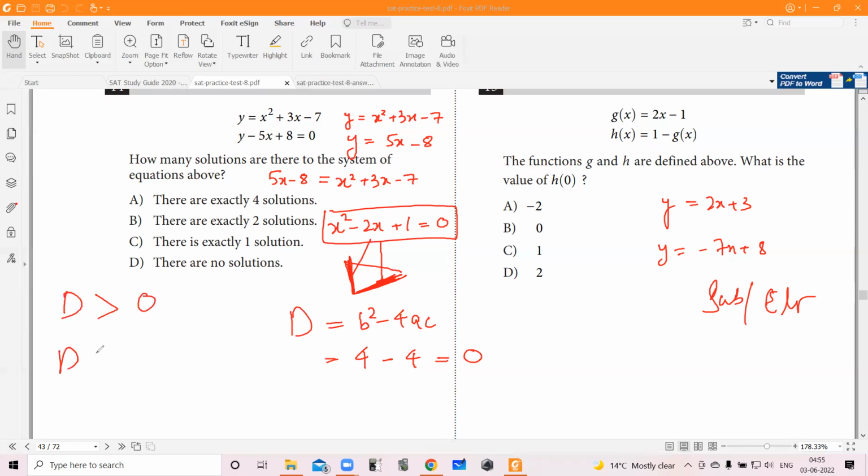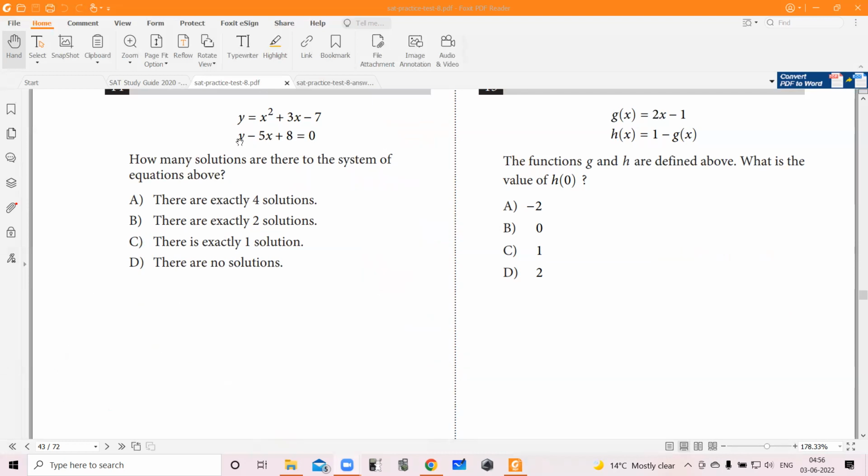D greater than 0 means two solutions, D equal to 0 means one, and D less than 0 means none, imaginary. So which option? C. C, correct. So that means the line and the parabola are touching at only one point. So that means it's like underneath the parabola. Correct. It might be just at the vertex, perhaps. So let's go to the next one.